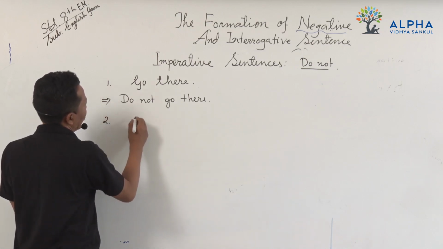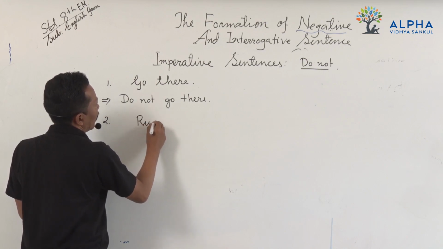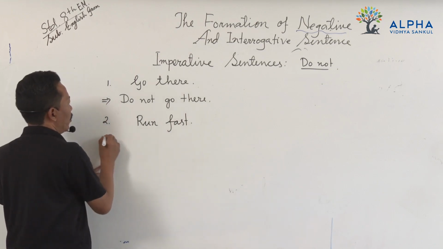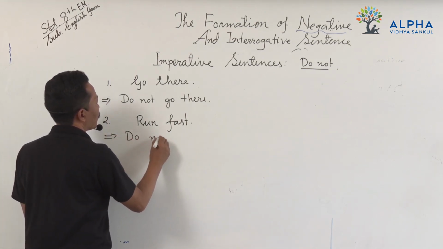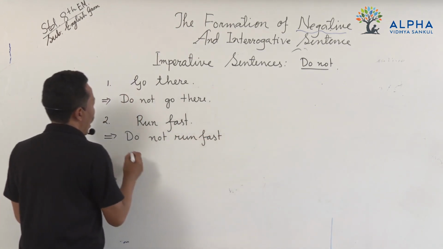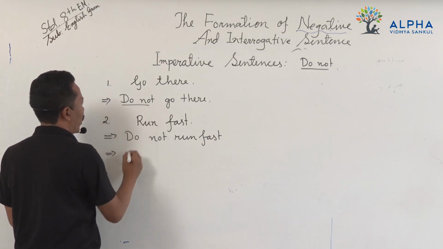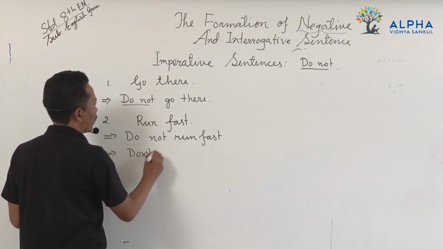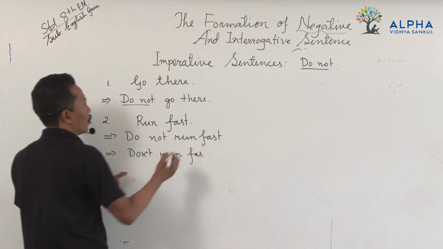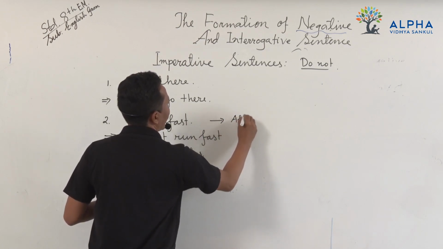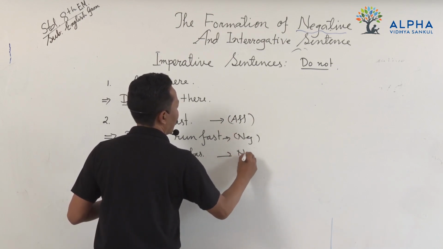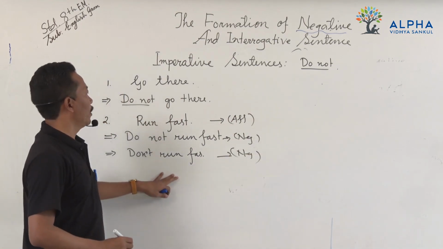The next is: run fast. This is the imperative sentence. Then, do not run fast. And we can say here also, in place of do not, you can say don't. Don't run fast. This is also... And this is what? Affirmative. And these are what? Negative. And these are very simple.